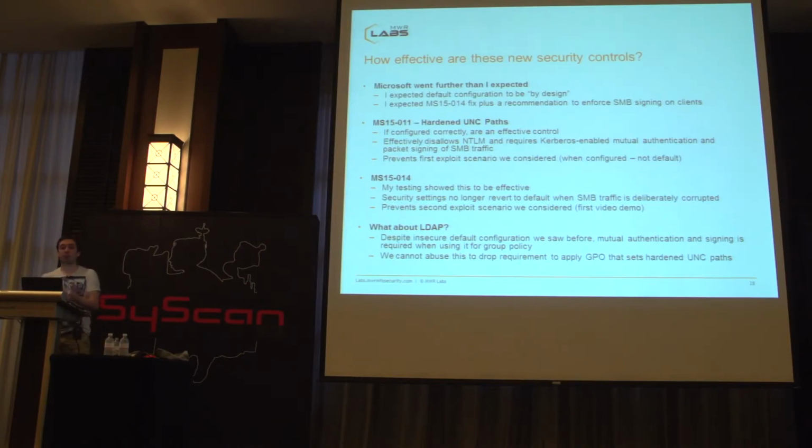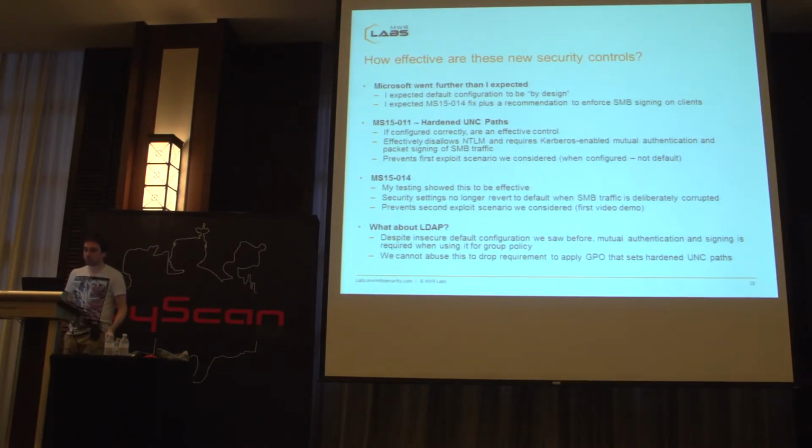So that effectively prevents the first exploit scenario we considered, if it's configured properly. MS15-014, I did some basic testing of this. It seems to be effective. When I corrupted the response in a similar way to what I did previously, the requirement for SMB signing did not revert back to default, so that's good. That seems to be effective, and that prevents the second exploit scenario we were considering.